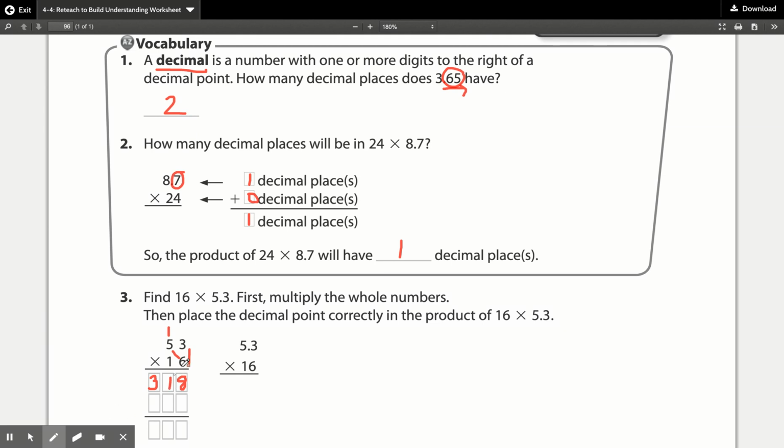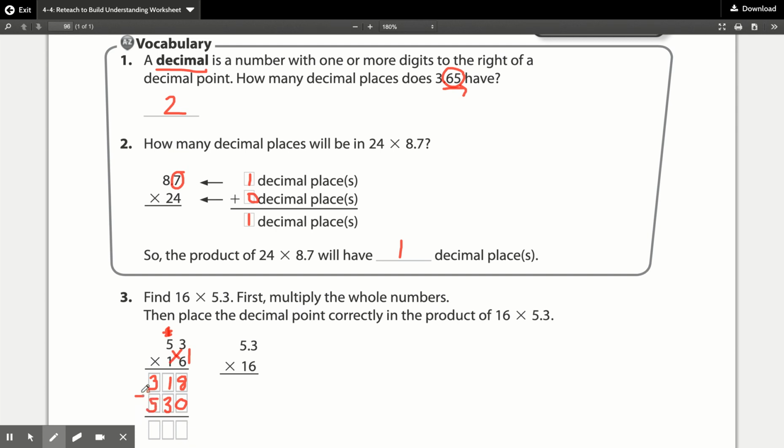So now that I've done that, I'm moving over to my tens place, so I have to add in my 0 here. I'm now going to do my 1 times 3. That equals 3. And I'm going to do my 1 times 5. Remember, we already used that 1 when we were multiplying by our 6. So 1 times 5 equals 5.